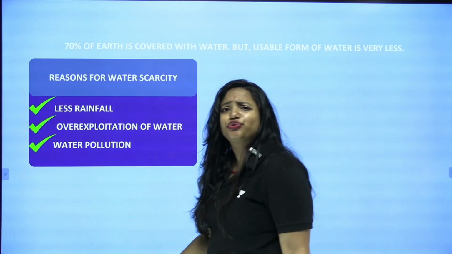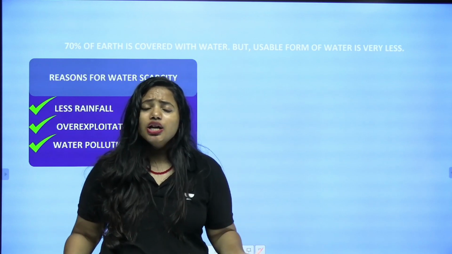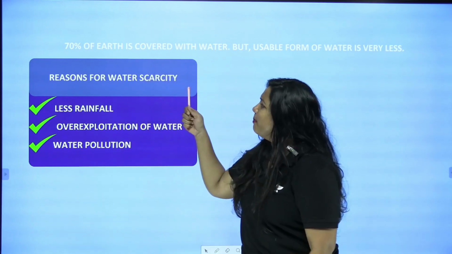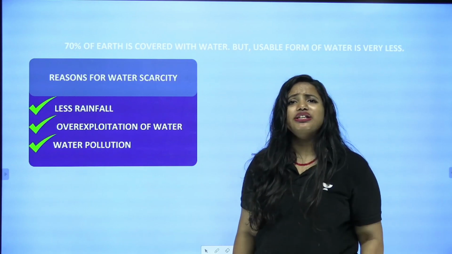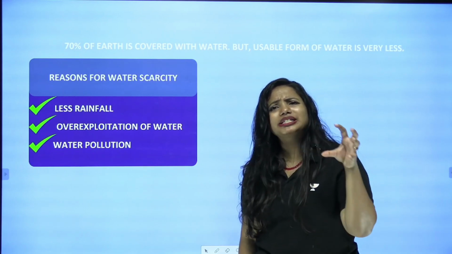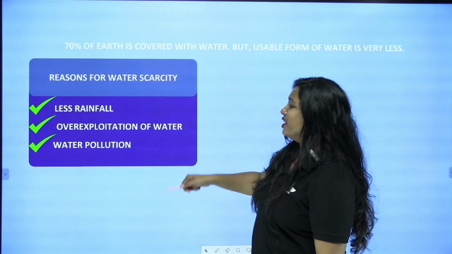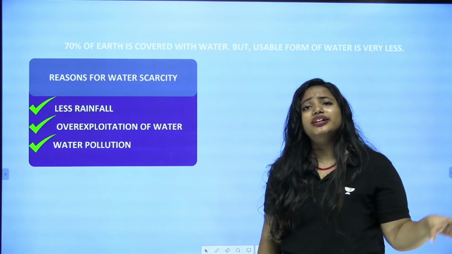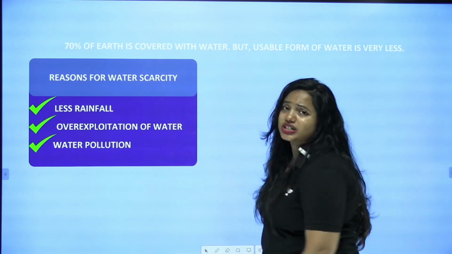Earth is a planet full of water, but still the usable form of water is very less in quantity. And there are many people who are still facing water scarcity. But what are the basic reasons behind it? Less rainfall, overexploitation of water and water pollution. So these are considered as major reasons for water scarcity.